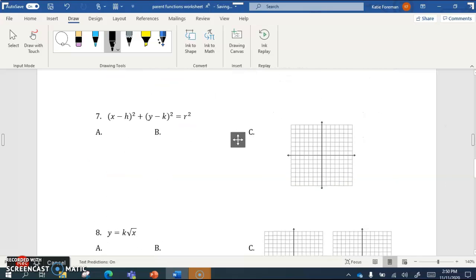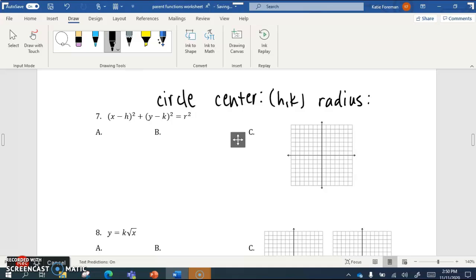All right, next, equation of a circle. You may or may not have studied these in Algebra 2 last year. In the circle, I have a center at the point h, k, and my radius is whatever the square root of r squared is. So whatever the square root of the number that it's equal to. So let me draw a circle with a radius of 3.